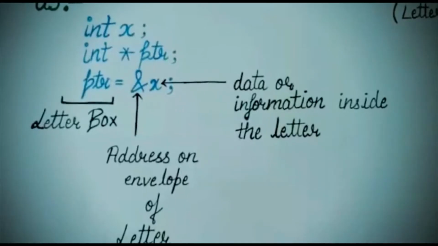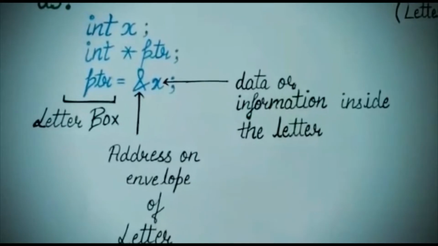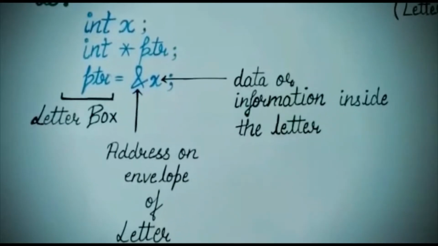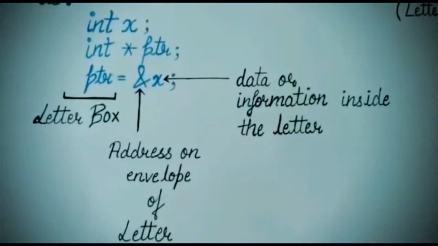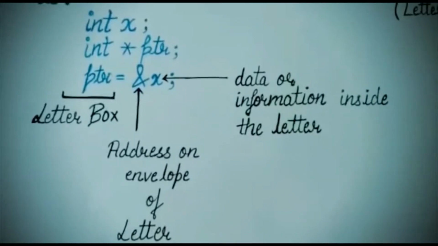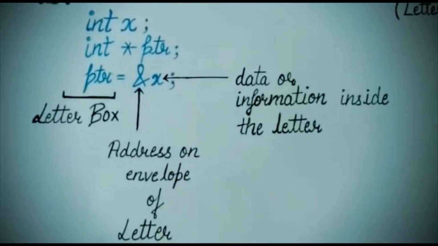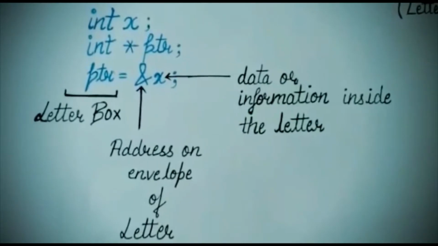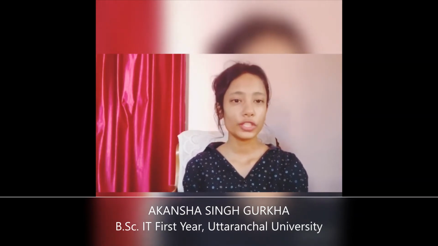So here is the example for better understanding. As you can see, a pointer in which the address of another variable is stored is a letterbox. The ampersand sign, or the sign used to indicate the address of another variable, is compared with the address on the envelope of a letter. So in this video, I will let you know what a data structure is and how it works. So without wasting our time, let's directly jump into it, shall we?